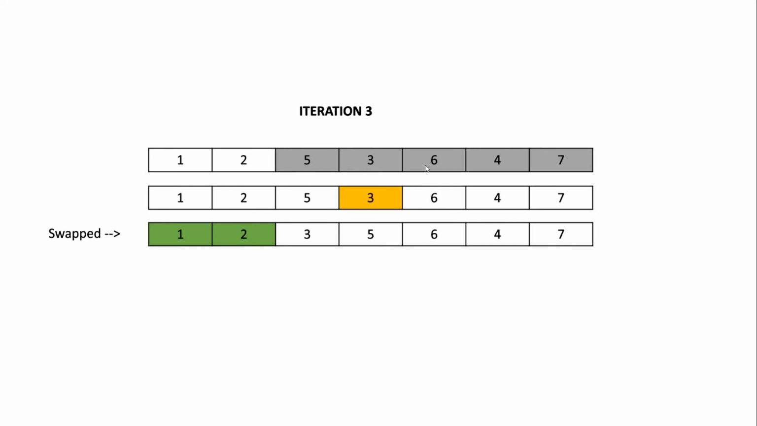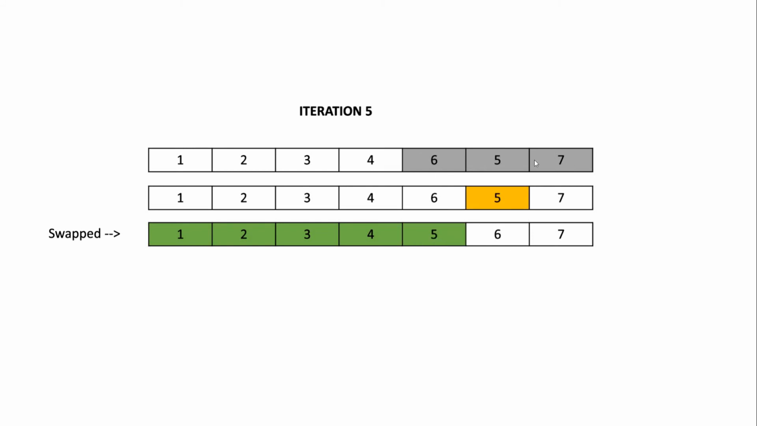Similarly in iteration 3, we are comparing the elements in the gray boxes, and then if we find out that 3 is going to be the smallest element of this, then we are going to swap 3 and 5. And in iteration 4, we are comparing 5, 6, 4, 7, and then 4 is the smallest, so we are swapping it with 5, which is the outer loop element.